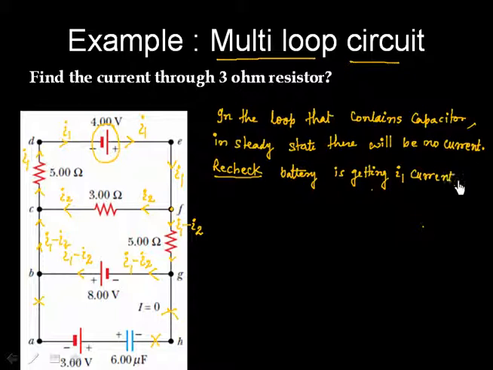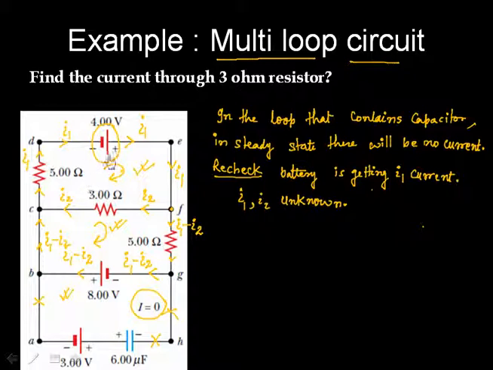Now important point, you see there are three loops, so one can expect there should be three equations and three unknowns. But in this wire there will be no current, that is I equals 0 in this part of the wire, because this loop contains a capacitor. So now I have only two unknowns, I1 and I2. So we need only two equations, and we can write an equation in this loop and in this loop.